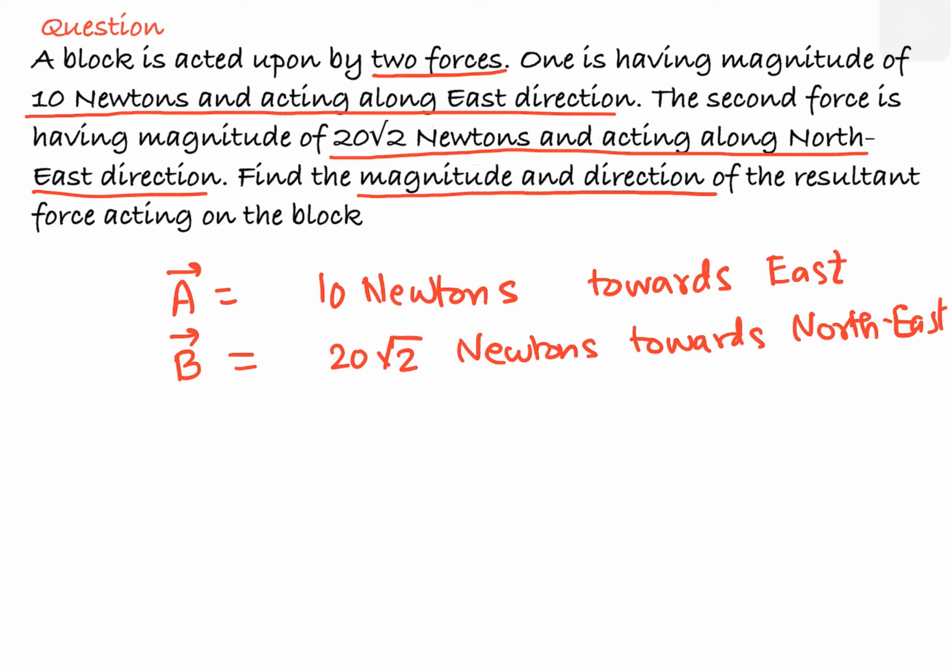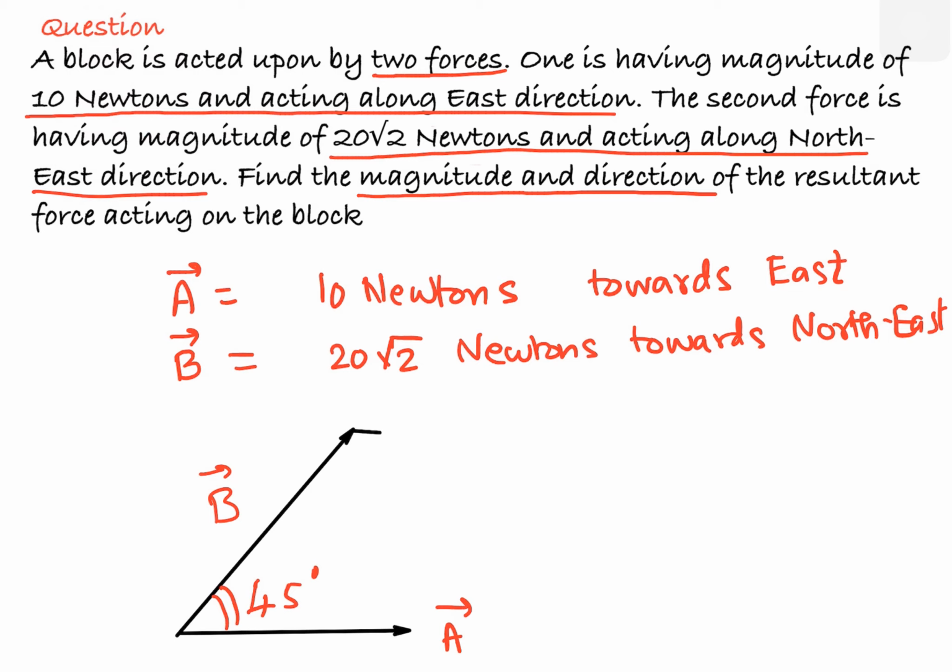So let's draw the vectors. Let's say this is the vector A, pointing towards the east direction. This is our vector A. Then this is the vector B. Then the angle between A vector and B vector will be 45 degrees. Now let's draw the parallelogram. So this is our parallelogram. Then the diagonal of the parallelogram will be our required resultant vector. So we have to find the magnitude of this diagonal.